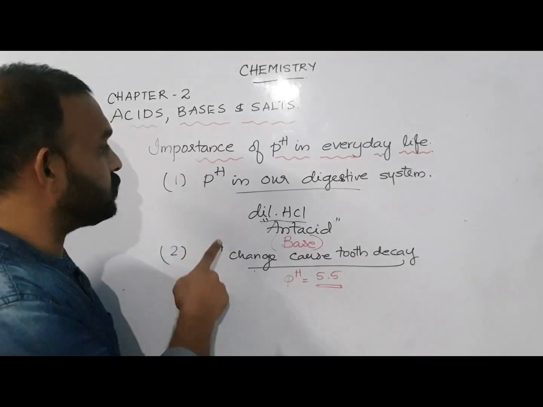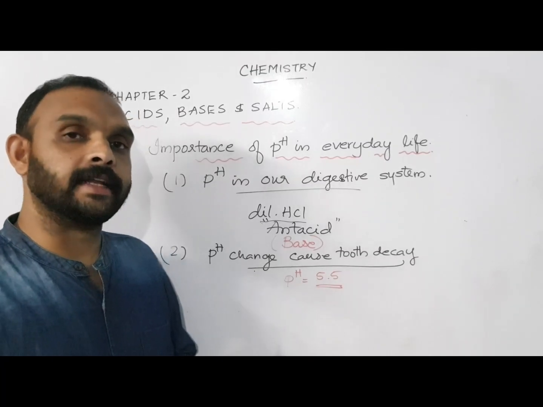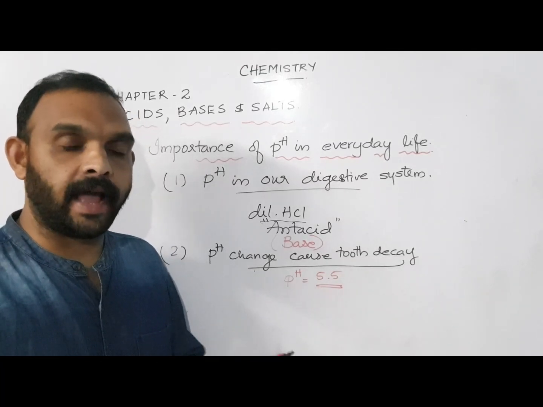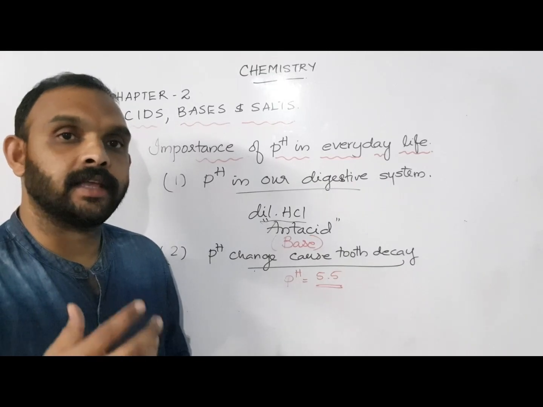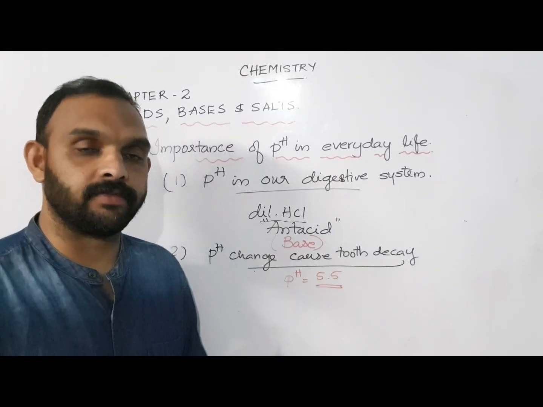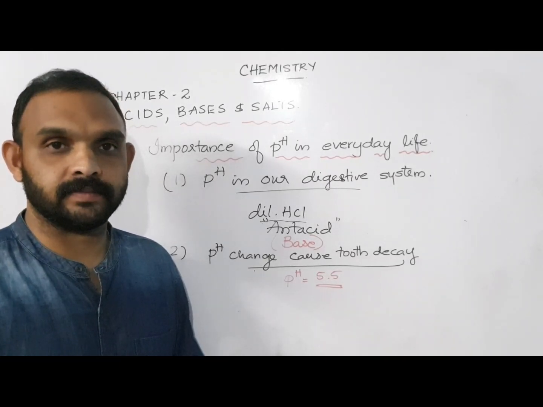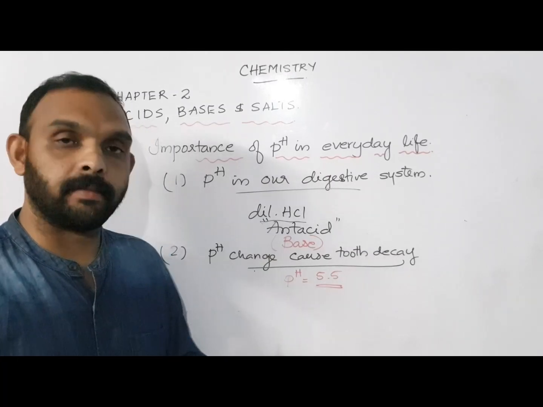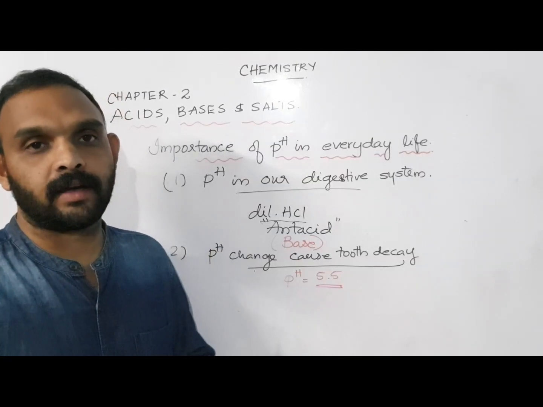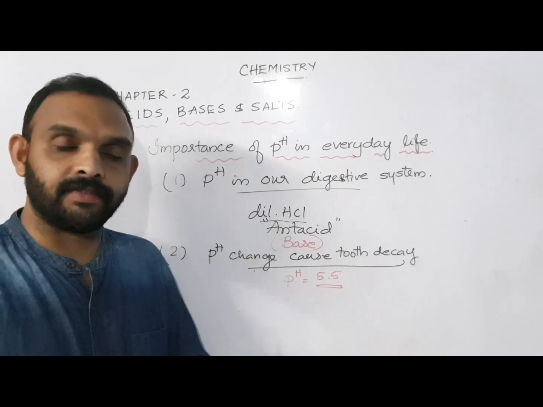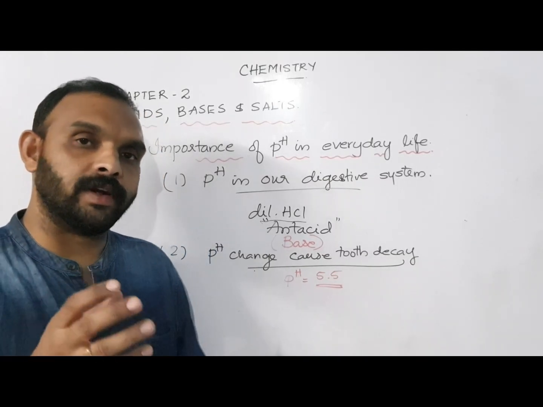Clear? So these are two importances of pH in our everyday life. Now the third one. We know that some of the plants and animals are using pH as a chemical warfare. We can call it chemical warfare, because when an ant bites or a honeybee stings, what will happen? Immediately we will feel an itching or burning sensation over that affected area, and we will start rubbing it. So what is the main reason behind it?